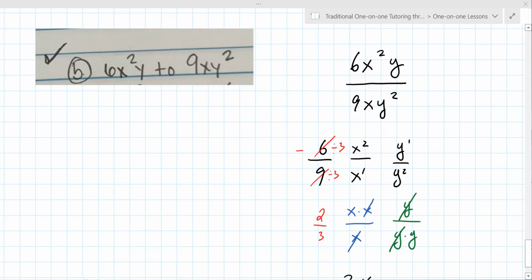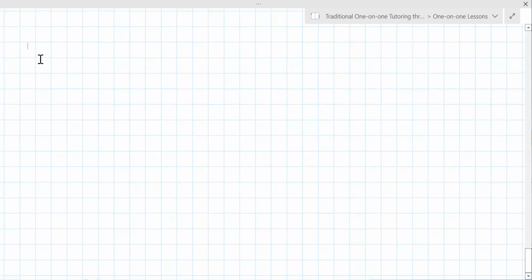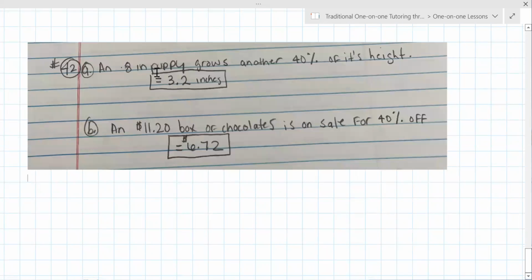Okay, 42 is kind of the same, at least A. I think they're looking for the new height, or the new information. So an 8-inch puppy grows another 40% of its height. Yes, that's absolutely 3.2 inches. But is it asking for the new height, the new length of the puppy? I tend to think it is. So it would be the 8 plus the 3.2 inches, which is 11.2 inches.